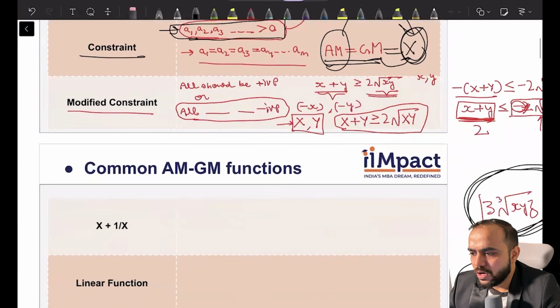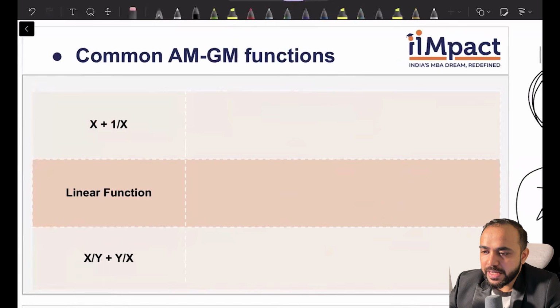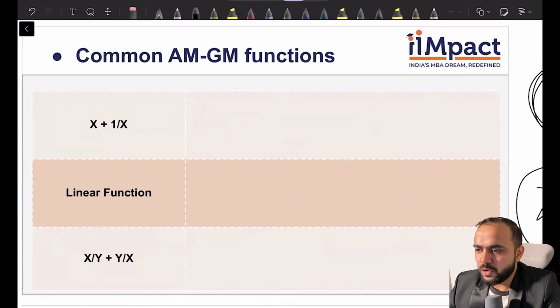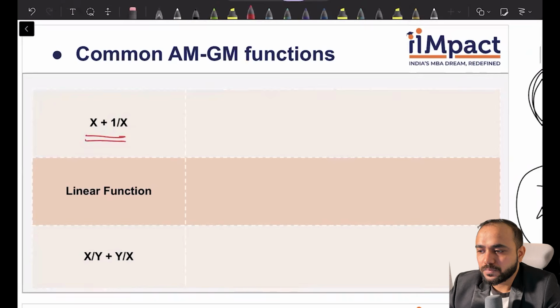All right. So moving on, certain common AM-GM functions, certain things that as soon as you see, you should think of AM-GM, or some internal alarm should go off in your mind that AM-GM is something that can be used here. A proper algorithm for application we will shortly discuss, but let us first reconsider some of the common AM-GM functions. X plus 1 by X. This is one of those functions that repeats across topic areas. We previously saw it, I think, in the last class itself.